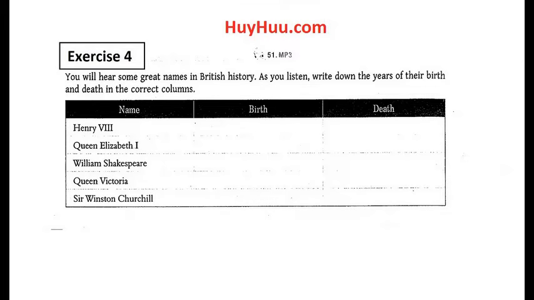Exercise 4. Great Names in British History. You will hear some great names in British history. As you listen, write down the years of their birth and death in the correct column.